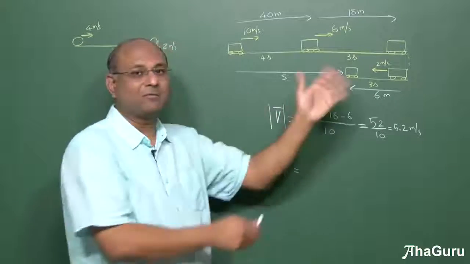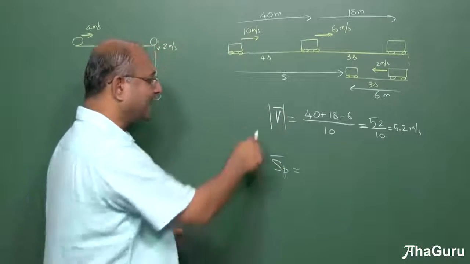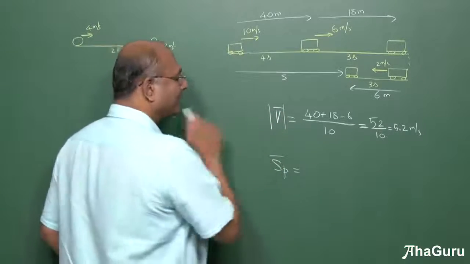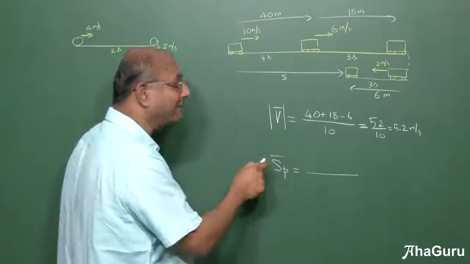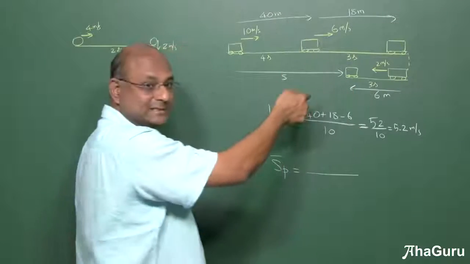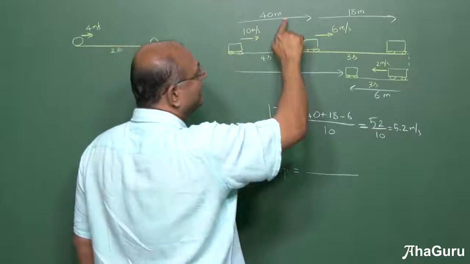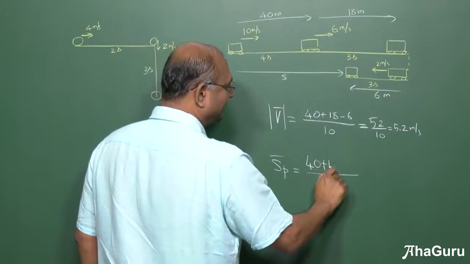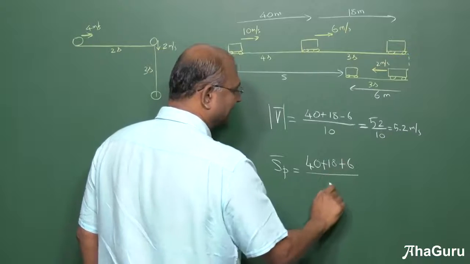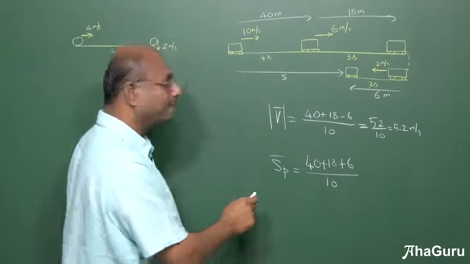I should say the magnitude of velocity is 5.2 meters per second, average velocity. Okay. Now for speed, of course, we don't have to worry about direction. What is the definition for average speed? Total distance by total time, 40 plus 18 plus 6. So 40 plus 18 plus 6 by 10, same time.